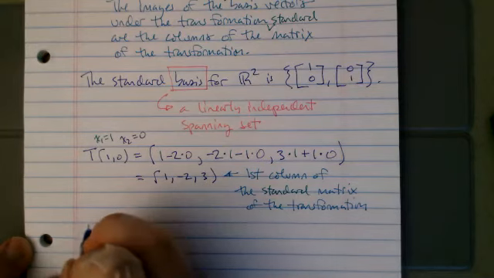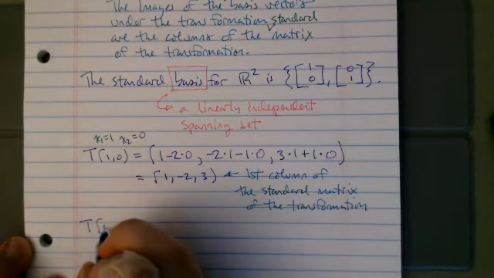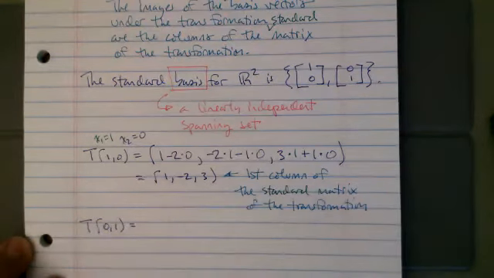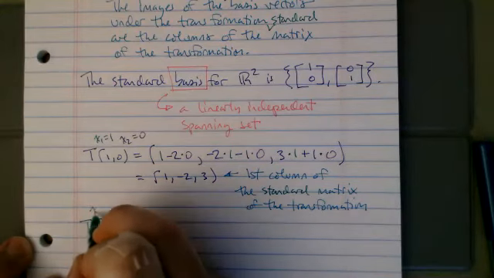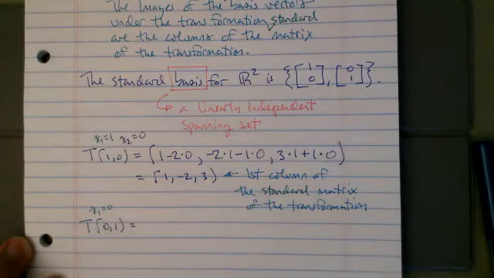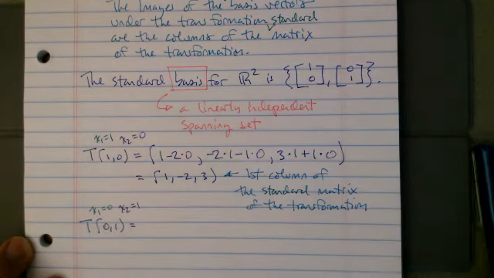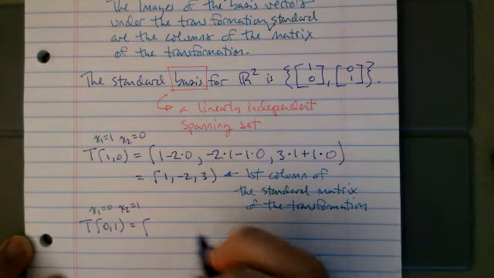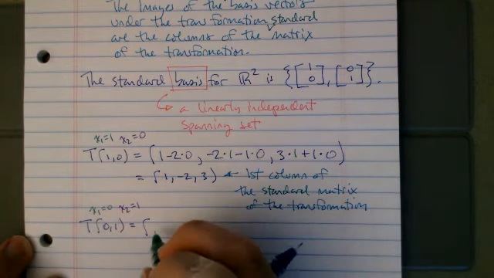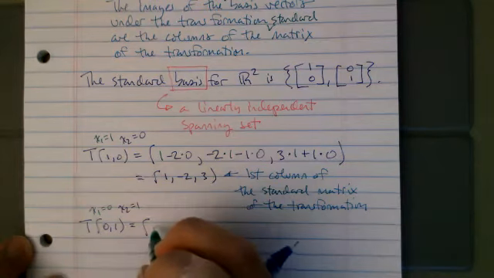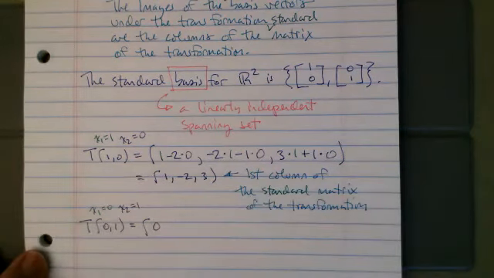If I map the second basis vector, T of (0, 1), now x1 is equal to 0, and x2 is equal to 1. And we're starting to see why this is the standard basis. It's so easy to work with. So x1 minus 2x2 is going to be 0 minus 2 times 1.